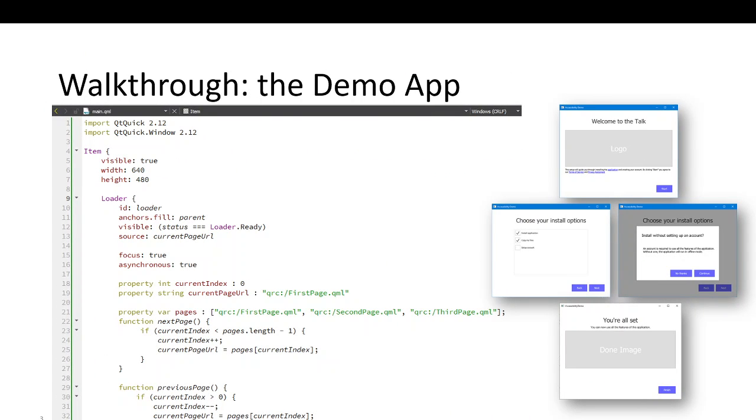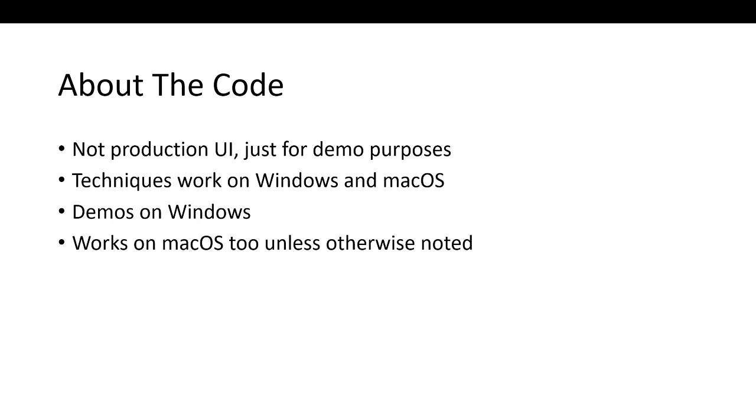So we're going to be walking through making the accessibility of this app work. About this code, like I said, it's not production UI, it's only for demo purposes. The techniques I'm going to be showing work both on Windows and Mac OS. The demos, as you might have noticed, are being run on a Windows machine. These will work on Mac OS as well, unless otherwise noted, and there will be very few exceptions there.